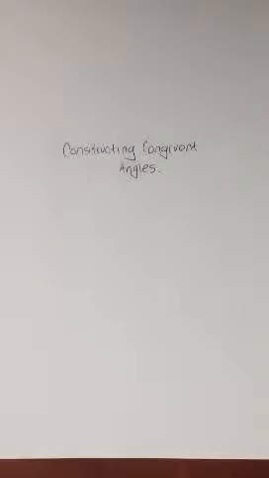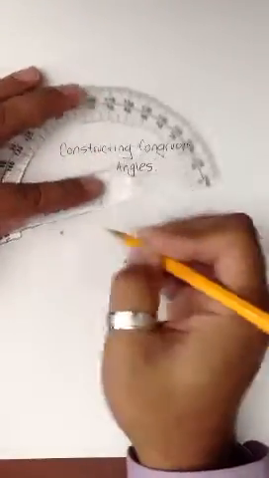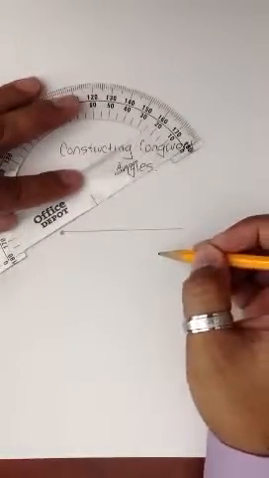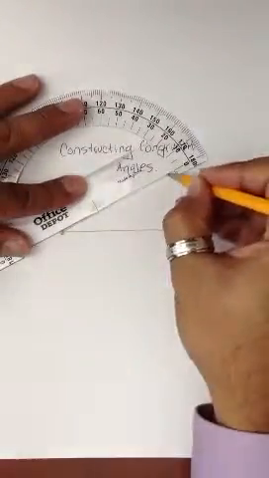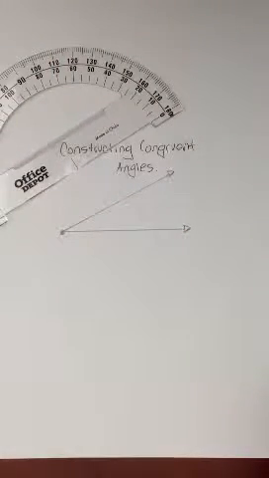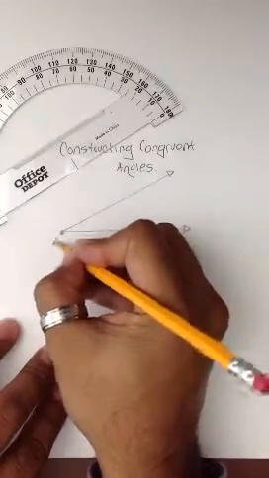So right now we're going to construct a congruent angle. First of all, I need to start off with an angle. I'm just going to randomly create one. So I use a straight edge to create a random angle. And I'm going to call this angle A.